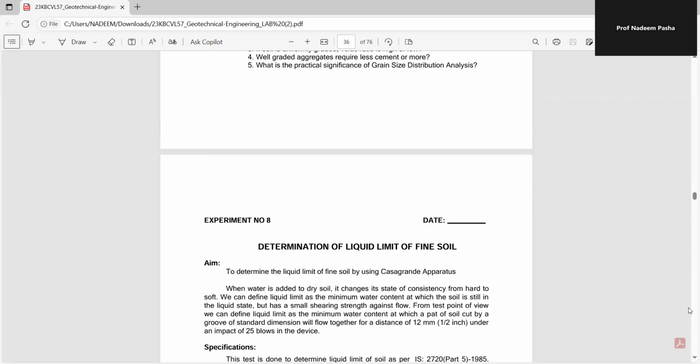So the next experiment is determination of liquid limit of fine soil.